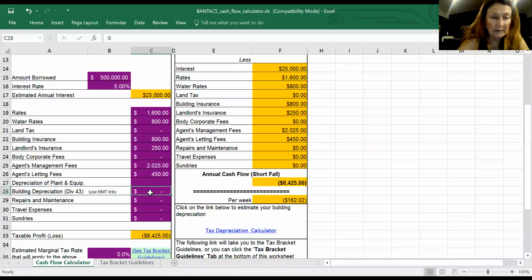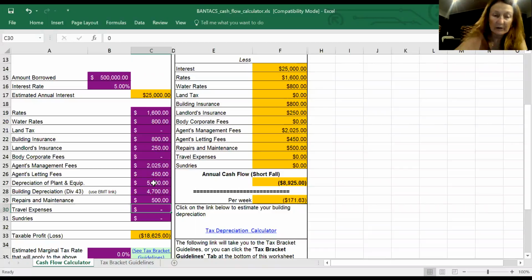So building, 4,700. I'll just say about 5,000. Not that it really matters here, it's just an example. Okay, repairs and maintenance. Let's say we're having a good year, 500.